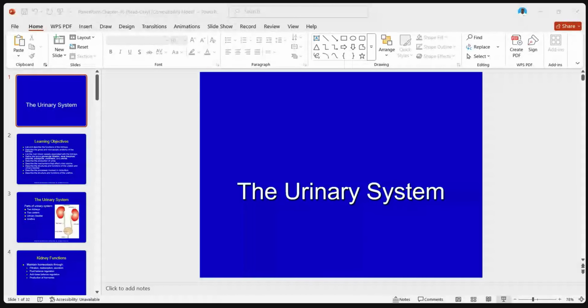We are not talking about this today, but parts of the urinary system include two kidneys, two ureters, urinary bladder, and urethra. And you can see them here. We have the right and the left kidney, the right ureter and the left ureter. Then we have the urinary bladder, and also we have the urethra. So it's as simple as this.